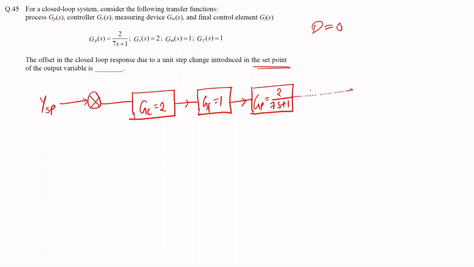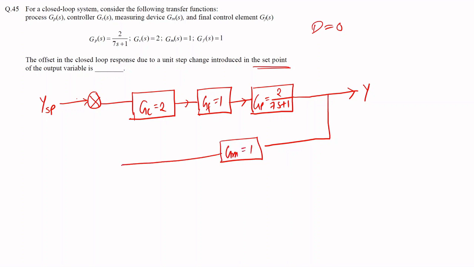And then we will take the output. Now again we will have a feedback loop which will measure this output Y, and its transfer function is GM equal to 1. That we will add over here.